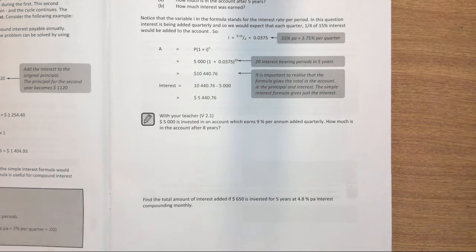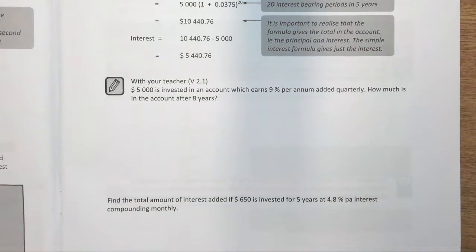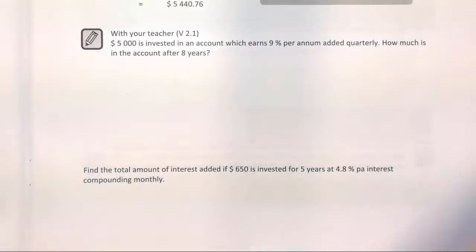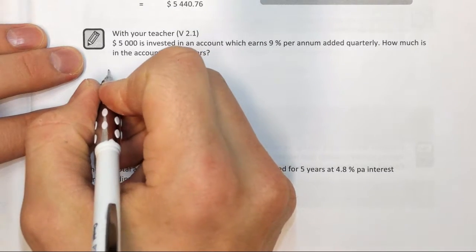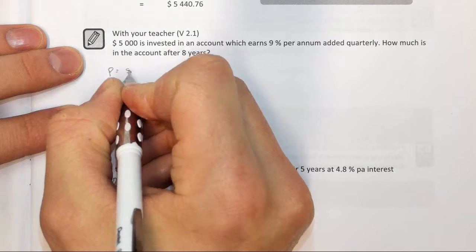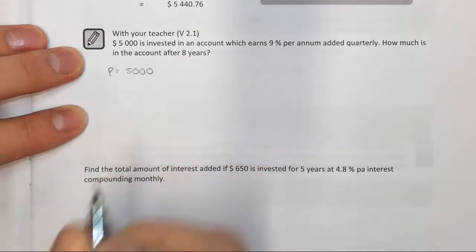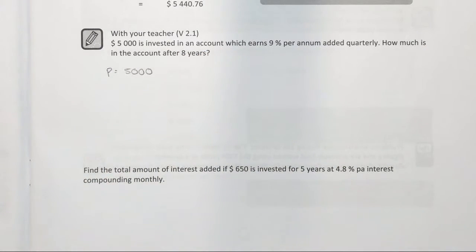So for this example, 2.1, we're having a look here at another interest question, fairly similar to our example on the board. And to begin with, I want us to write down what we know. So firstly, we know that P equals 5,000 because it says $5,000 is invested into an account which earns 9% per annum added quarterly. What else do we know?